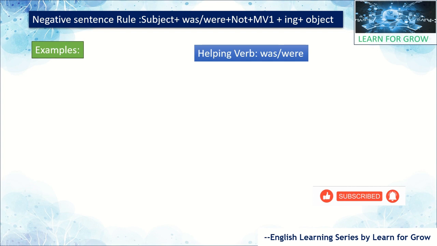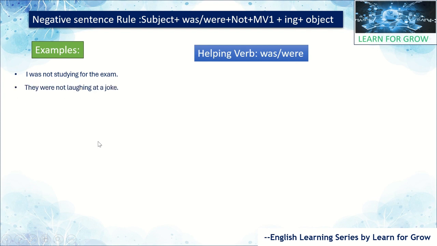Let's have an example. From example we can understand how we can form a sentence, right guys? Let's have a sentence. I was not studying for the exam. Means here additionally we placed a not because this was a negative sentence, right? I is a subject, was is a helping verb, not is a negation, study is the first form of main verb, ing plus object is exam.